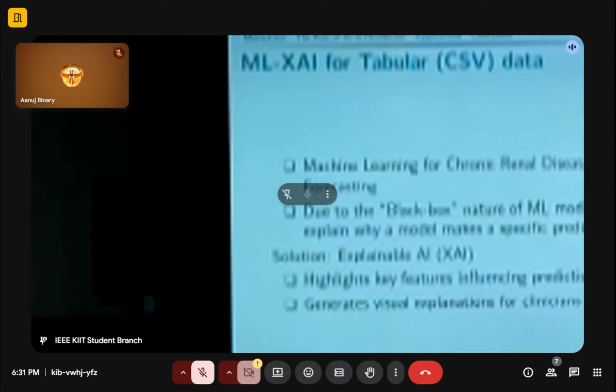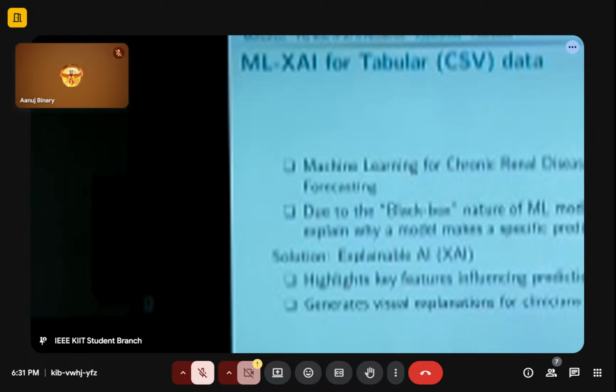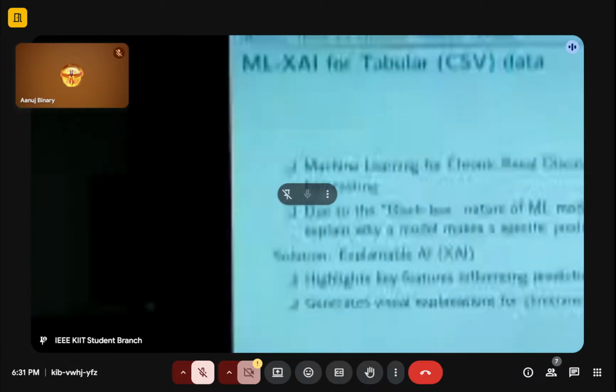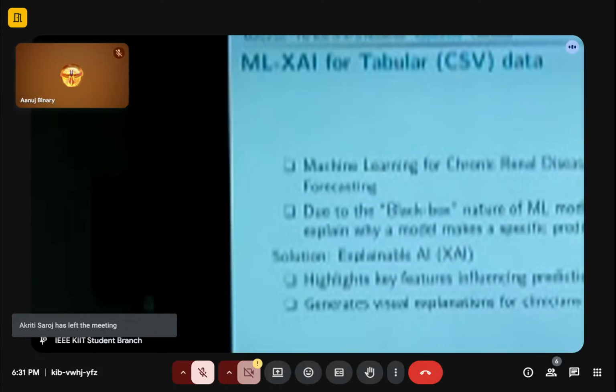Due to the black box nature of ML models, it is difficult to explain why a model makes a specific prediction. By using ML techniques, we can predict whether a patient has kidney disease or not, meaning 1 or 0. That we have predicted, but after that, explainable AI will tell whether what you have predicted is true or false.